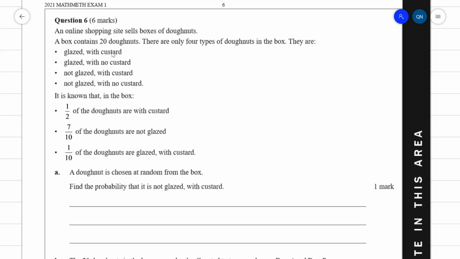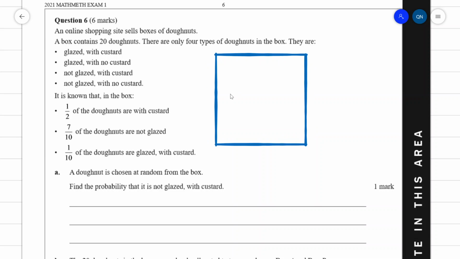So if you have 2 categories and there's a bunch of combinations, it's probably a good idea to draw a Venn diagram to represent all the probabilities. So let's do that. Let's do a little Venn diagram. So we'll do glazed over here and custard. Let's do G for glazed and C for custard right over here.